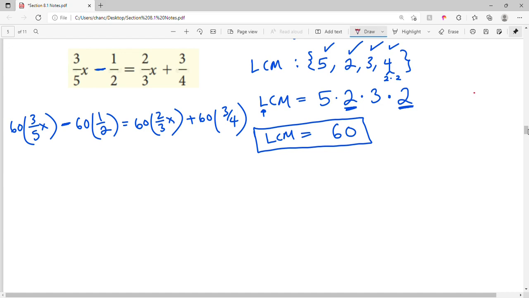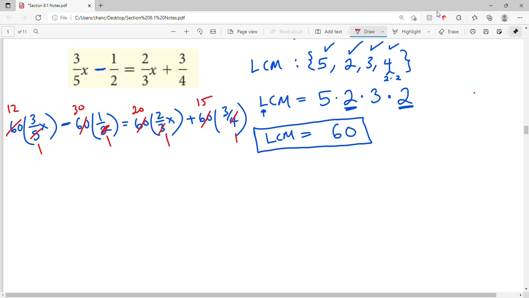60 times 3 over 5, notice that the 5 and the 60 reduces. I could divide 5 by 5, I get a 1. 60 divided by 5, we get 12. We can multiply 60 times 1/2, reduce this to a 1, and 60 divided by 2 reduces to 30. We can also reduce 60 and 3, so that reduces to a 1. 60 divided by 3, that gives me 20. 60 divided by 4 is 15, and 4 divided by 4 is 1.